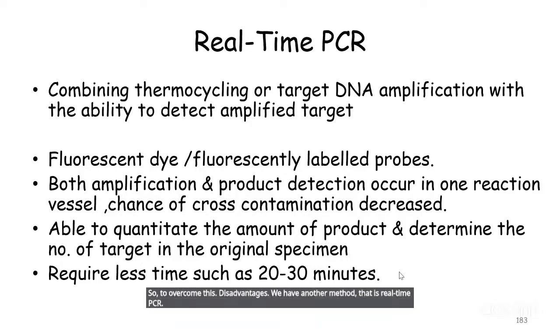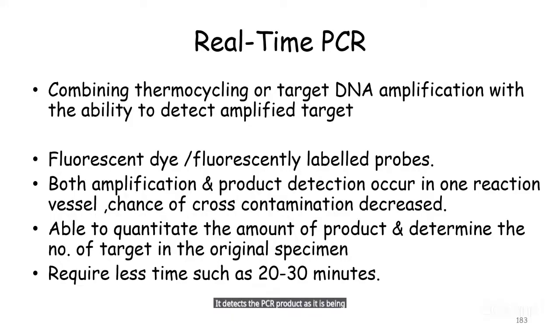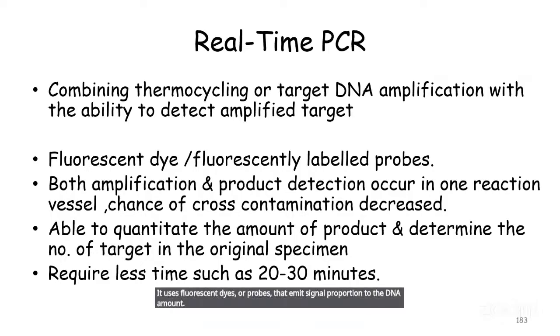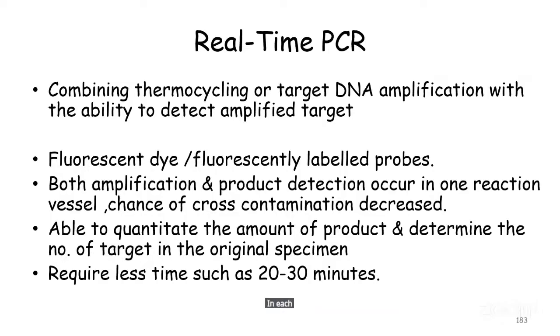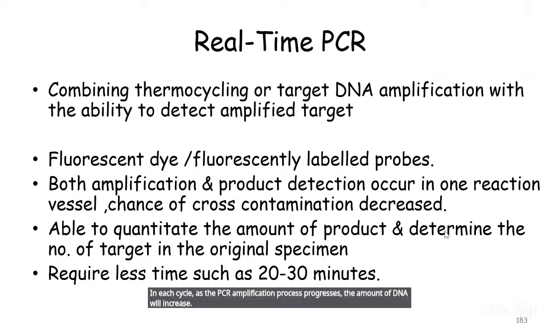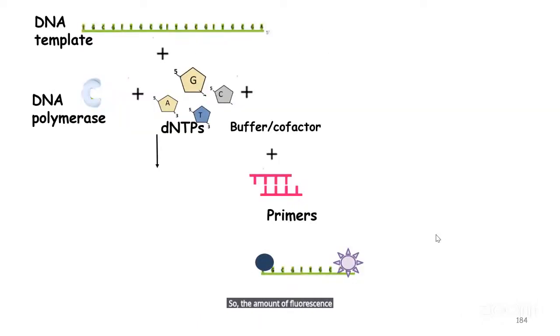It detects the PCR product as it is being amplified. That's why it is called real time. It uses fluorescent dyes or probes that emit signal proportional to the DNA amount in each cycle. As the PCR amplification process progresses, the amount of DNA will increase, so the amount of fluorescence will also increase.